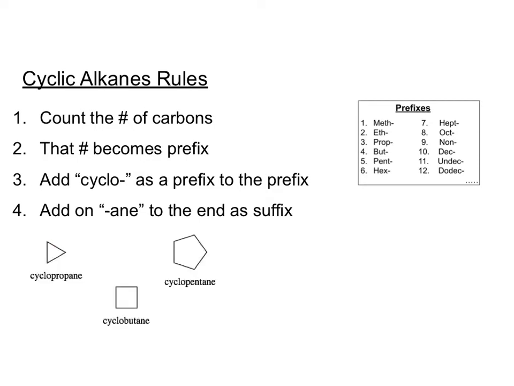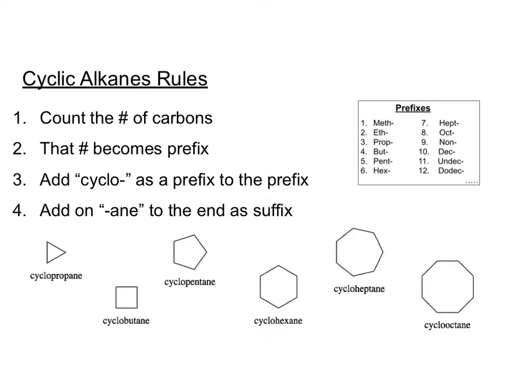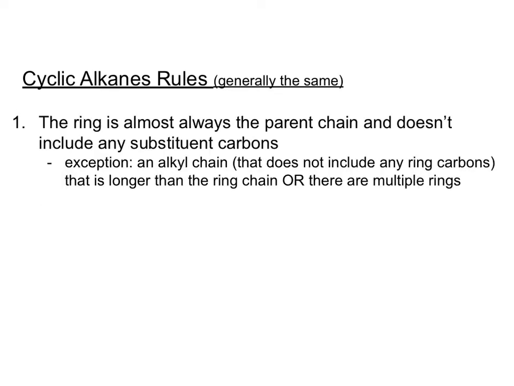So for example, here's a 3-carbon ring. It gets the 3 prefix of prop, and then cyclo added on the front, ane on the end. A 4-carbon ring gets but, gets cyclo, gets ane, and this can work for any size ring of carbons. Now, most common being the cyclohexane that we see in that hexagonal shape, and cyclopentane is pretty common, but it does work for any of those prefixes.